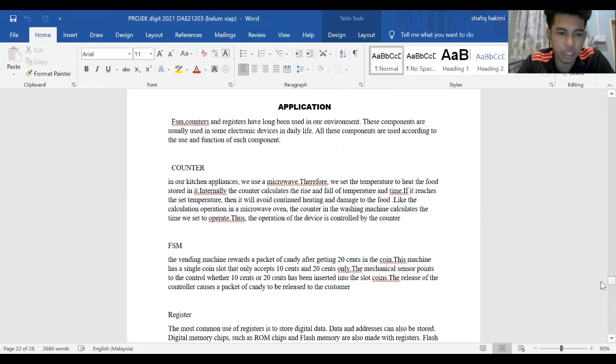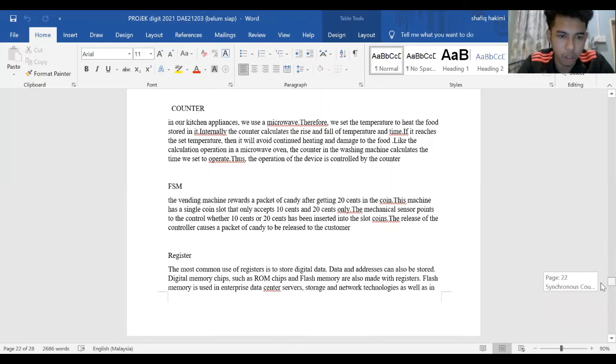And next for the FSM, a vending machine delivers a packet of candy after getting 20 cents in coins. This machine has a single coin slot that only accepts 10 cents and 20 cents. The mechanical sensor tells the controller whether 10 cents or 20 cents has been inserted into the coin slot. The release of the controller causes a packet of candy to be released to the customer.